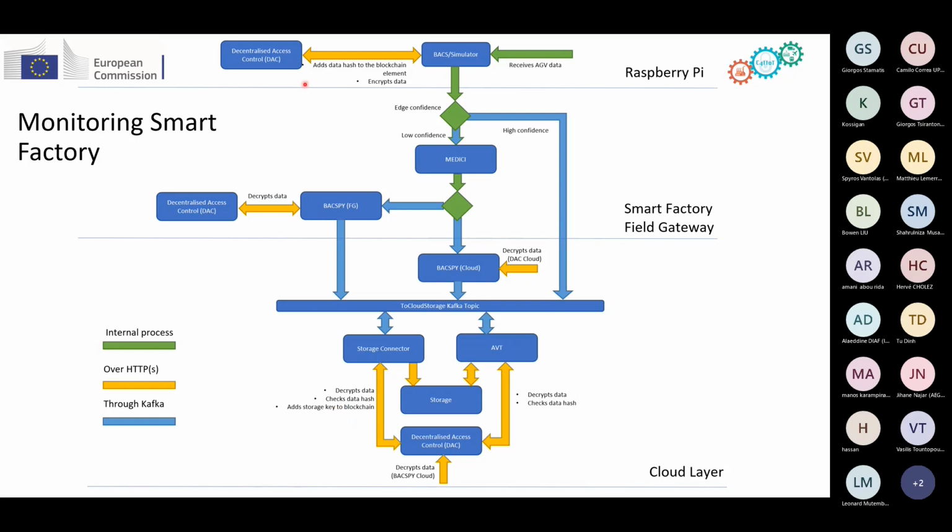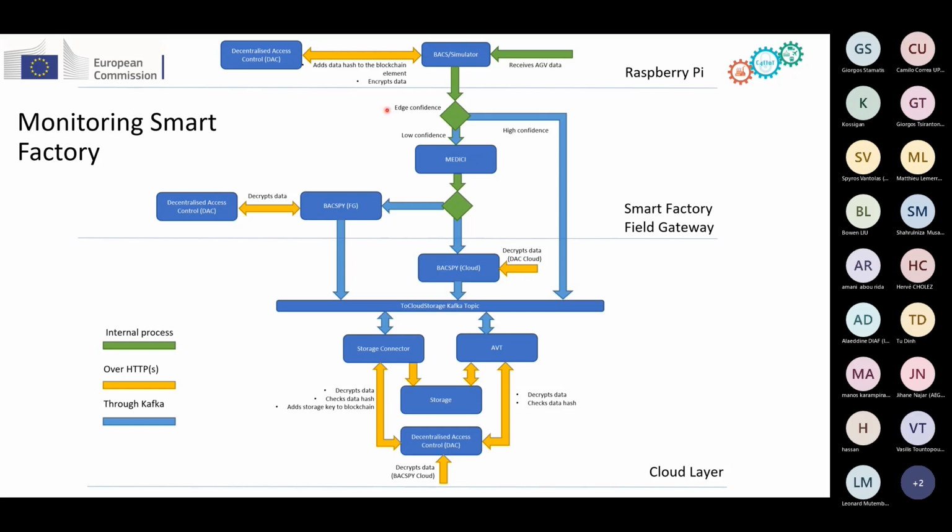Let me add here that each entry to the blockchain element is accompanied by the unique data point ID. So each data point created at the edge has a unique ID, which is a combination of the device ID and the timestamp. So we have unique IDs, and these are the unique identifiers of each data point. And this is how each data point is uniquely identified.